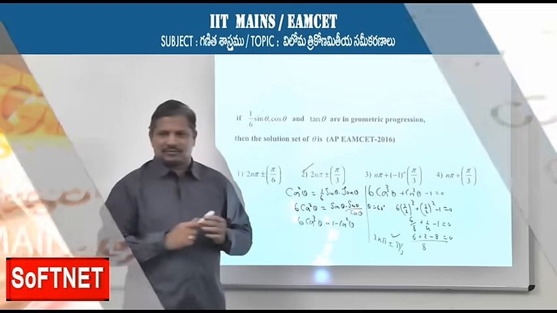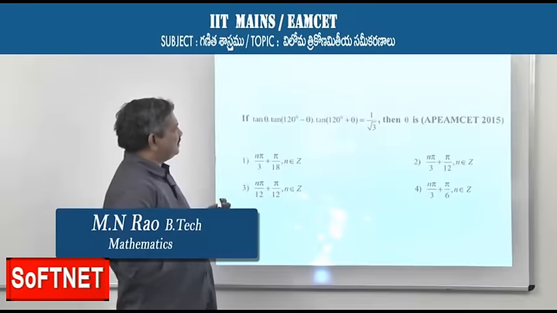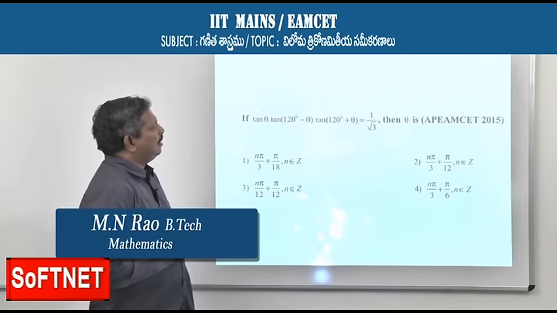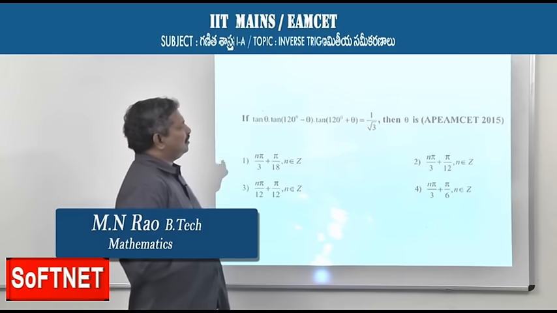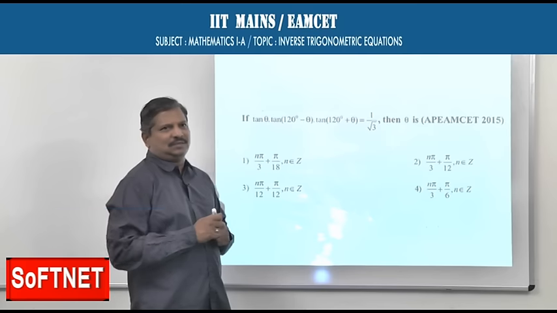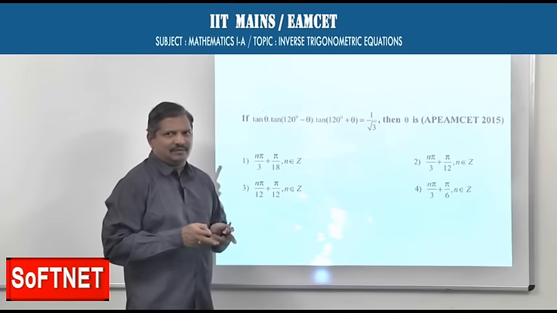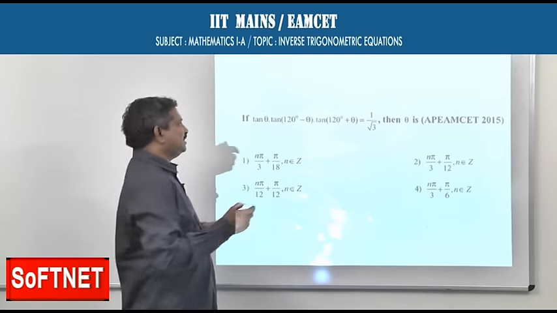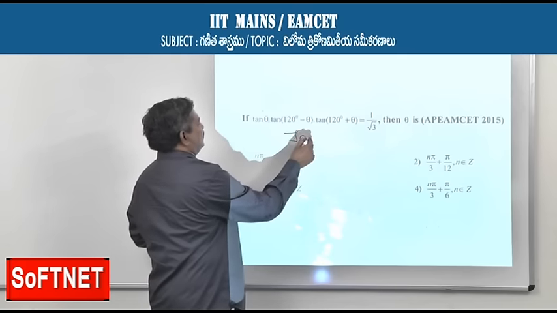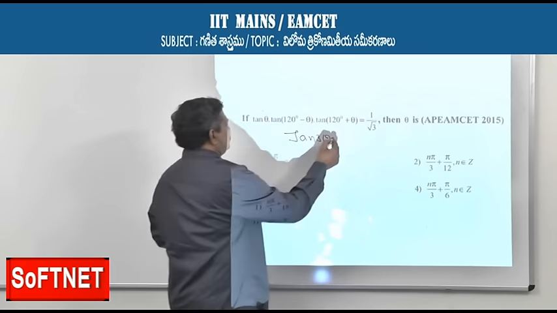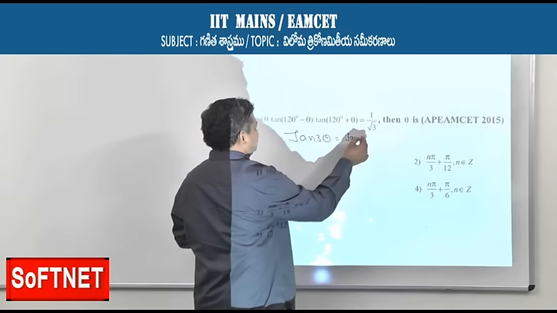Coming to the next question. Tan theta, tan 120 minus theta, tan 120 plus theta is 1 by root 3. Directly, it is a product formula, tan 3 theta. Tan theta, tan 60 plus theta, tan 60 minus theta, or maybe 120, maybe 240. It is the tan 3 theta formula. Because only one step here, I am writing tan 3 theta equal to 1 by root 3. 1 by root 3 is tan pi by 6 or tan 30.